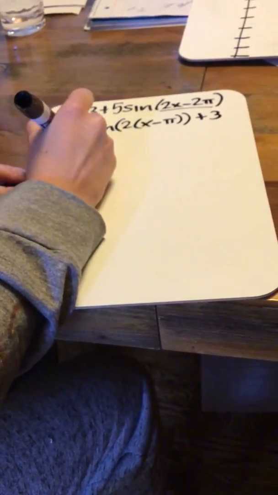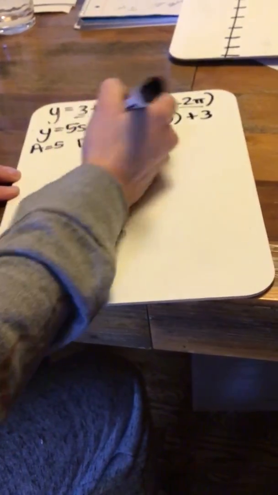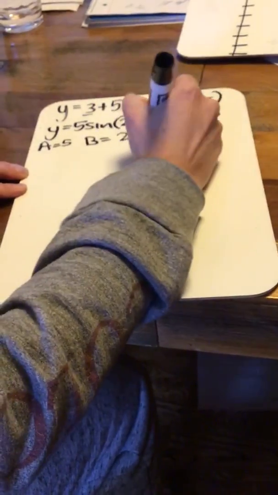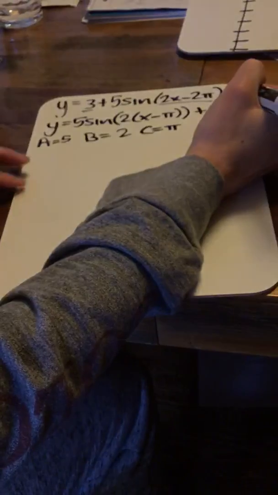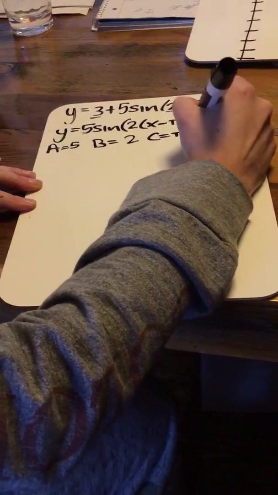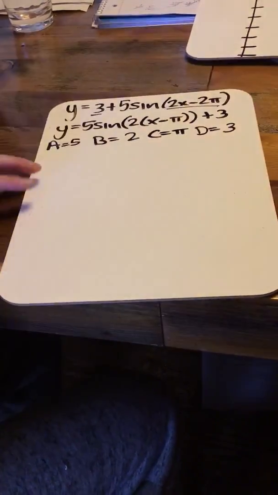So my a here is 5, my b is 2, my c is pi. Remember that we changed the sign there. And my d is 3, okay?